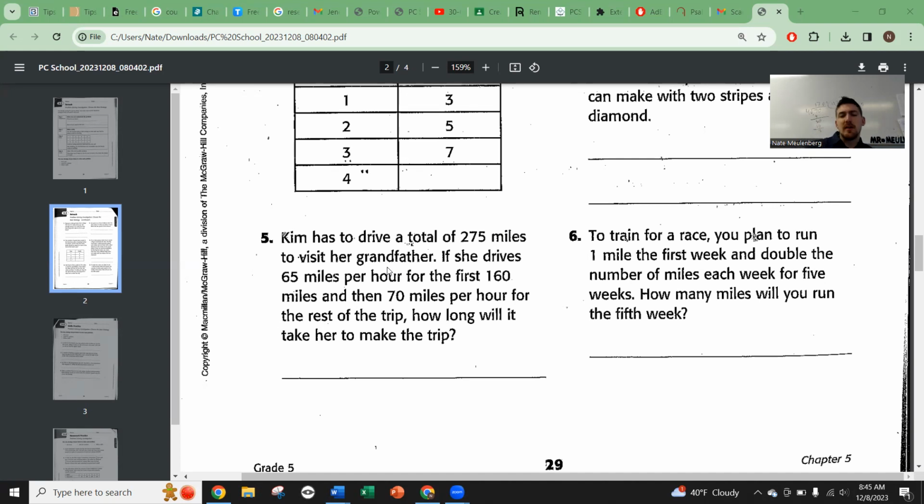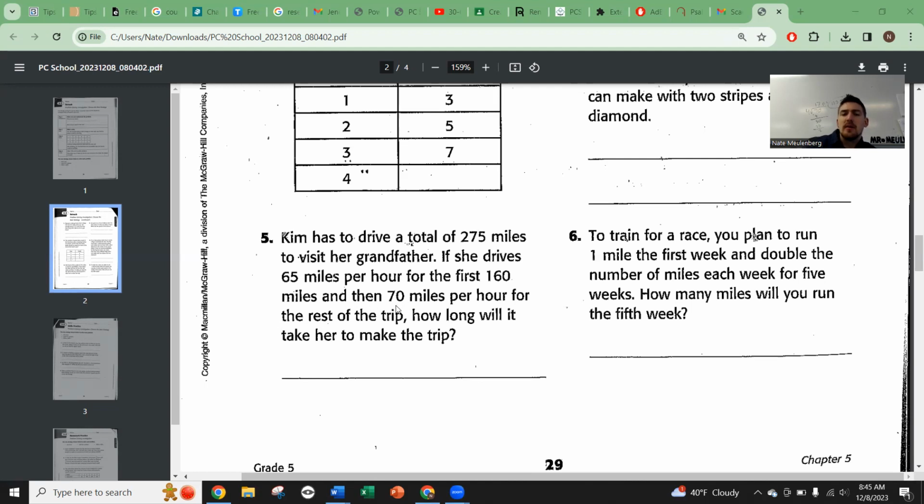Good. So she drives 65 miles per hour for the first 160 miles. Okay. And now look up here. This is really important. She drives 70 miles per hour for the rest of the trip. How many miles are left? What is the rest of the trip? Let's write that in right now. Let's try to figure that out.